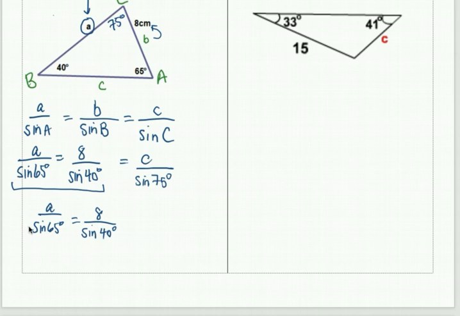So again, we have this here at the bottom, so I'm going to move it over here and multiply it on this side. So A becomes 8 times the sine 65, which gets thrown over, because right now it's divided by A, so I'm going to multiply over here, multiply to the top, and then I'm going to divide by sine 40.